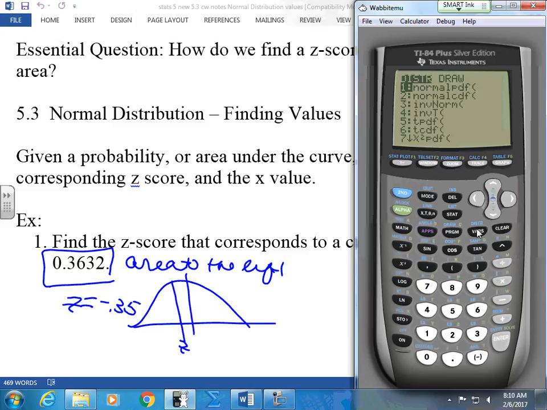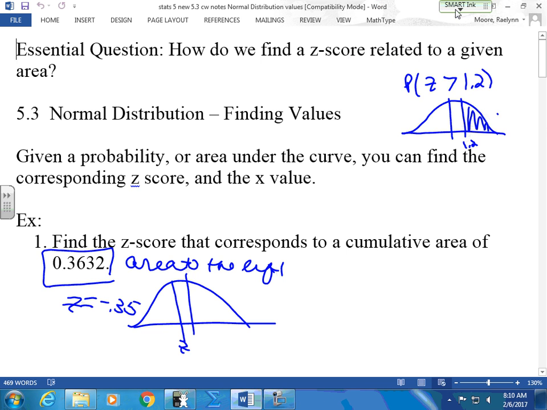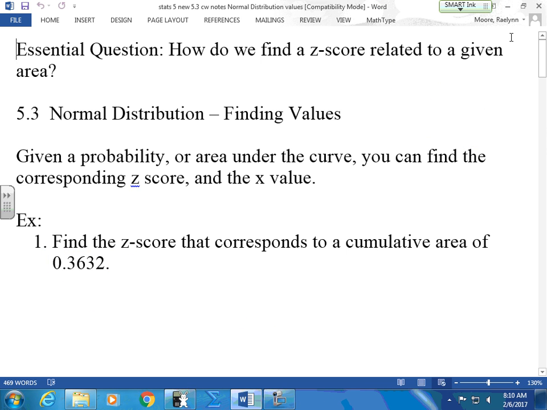Second VARs, inverse norm. If anything else, this is the one part you'll use on your calculator. Put your area in, and it finds you, use your standard normal curve, 0 and 1, and it finds you your z-score. Okay? Let's try another one.